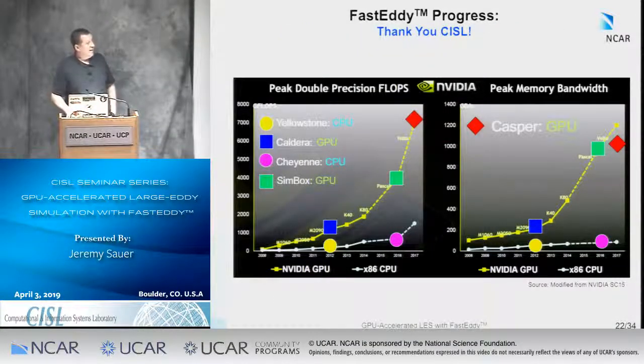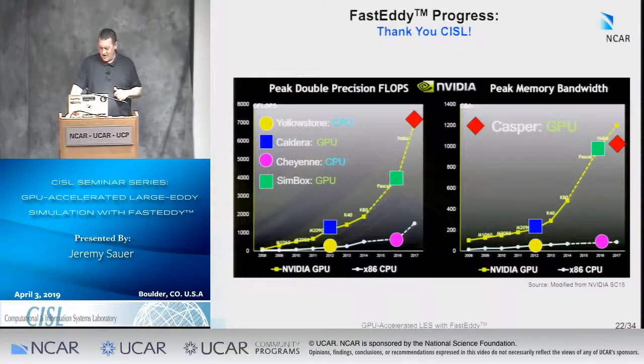So some more FastEddy progress, and this kind of came free to us in a way, so thank you, CISL. You procured Casper. And all of a sudden, we now had the availability of a Volta GPU. This is the latest generation. It's bigger, it's faster, and I'll talk a little bit more about that.